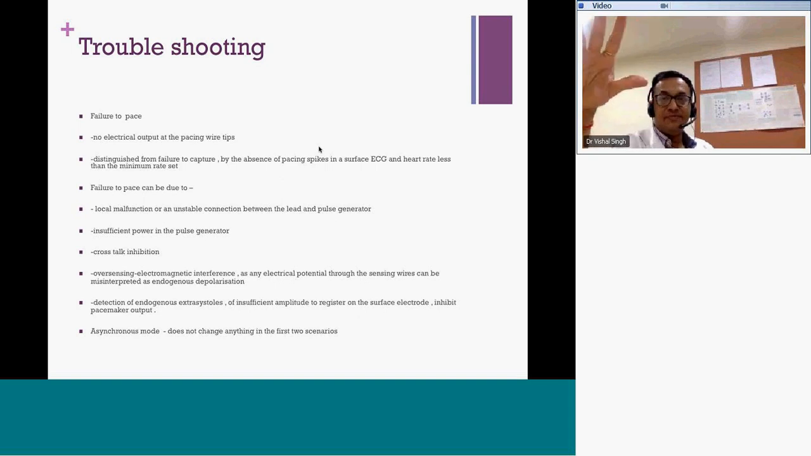Pacing spike is seen. Patient is less than the minimum rate set on the pacemaker. So that means the patient is not pacing. Okay, because of many factors, it could be because of poor lead. So many factors could be there.